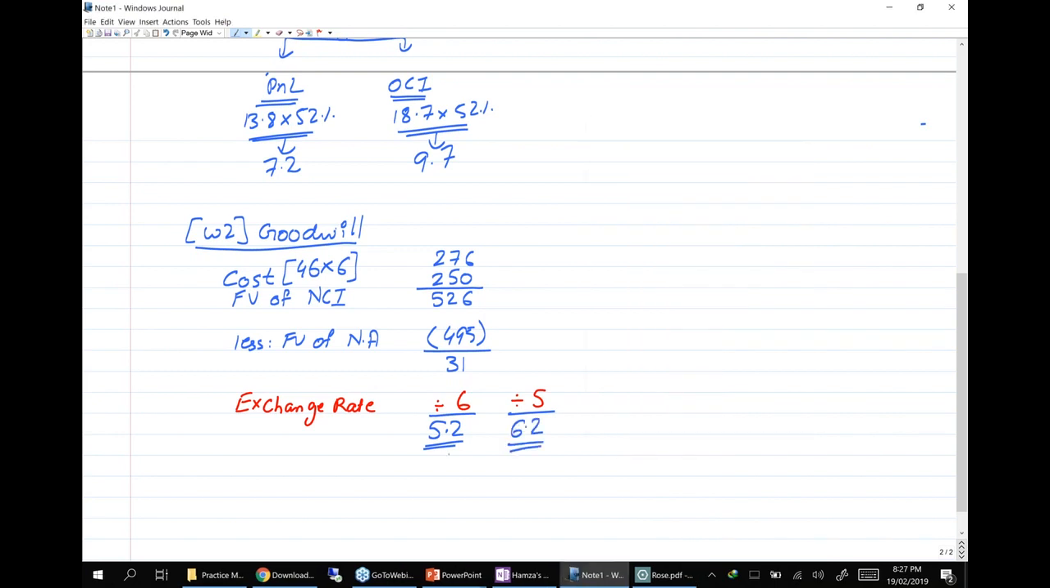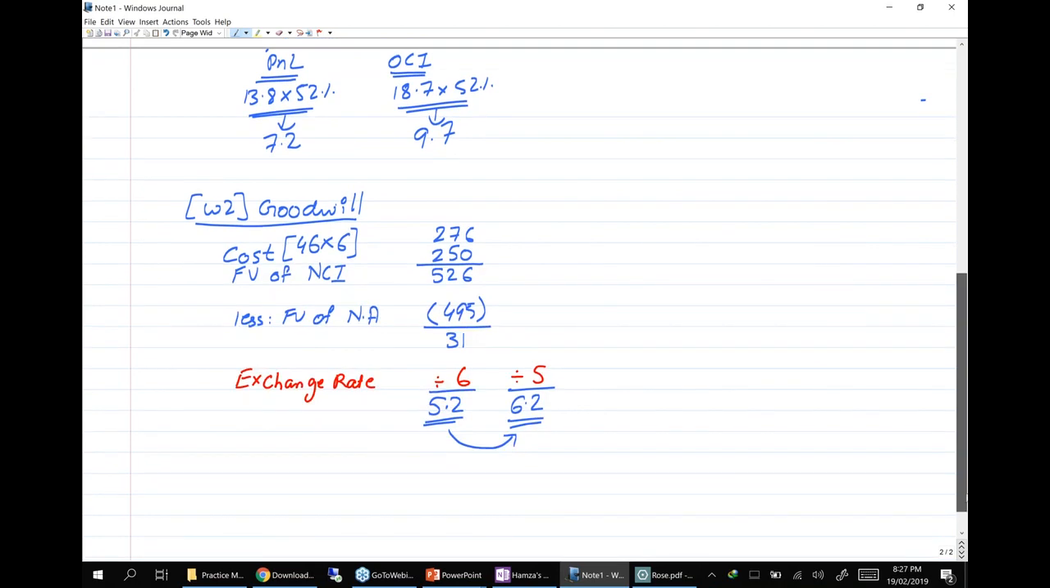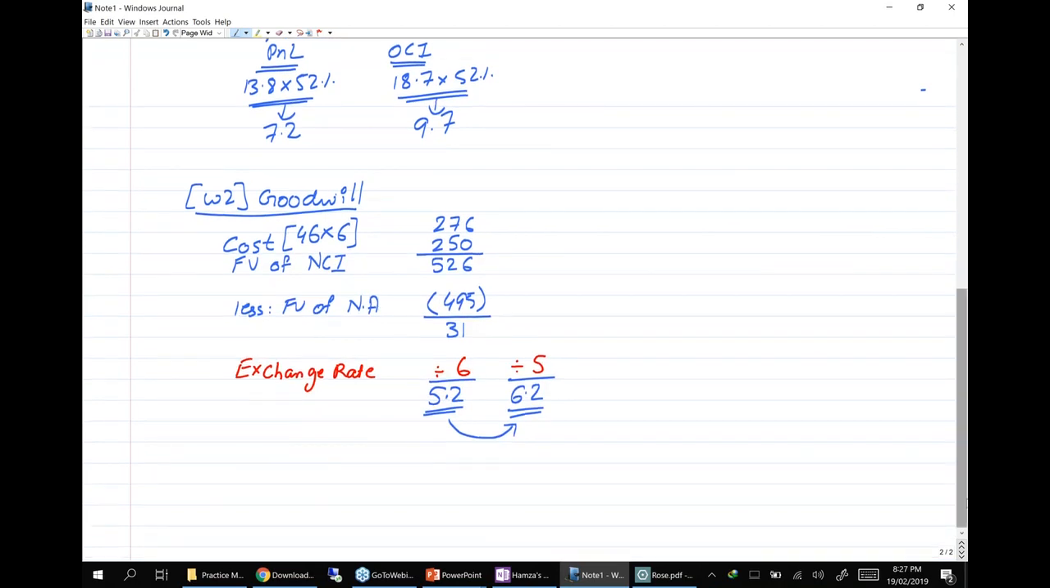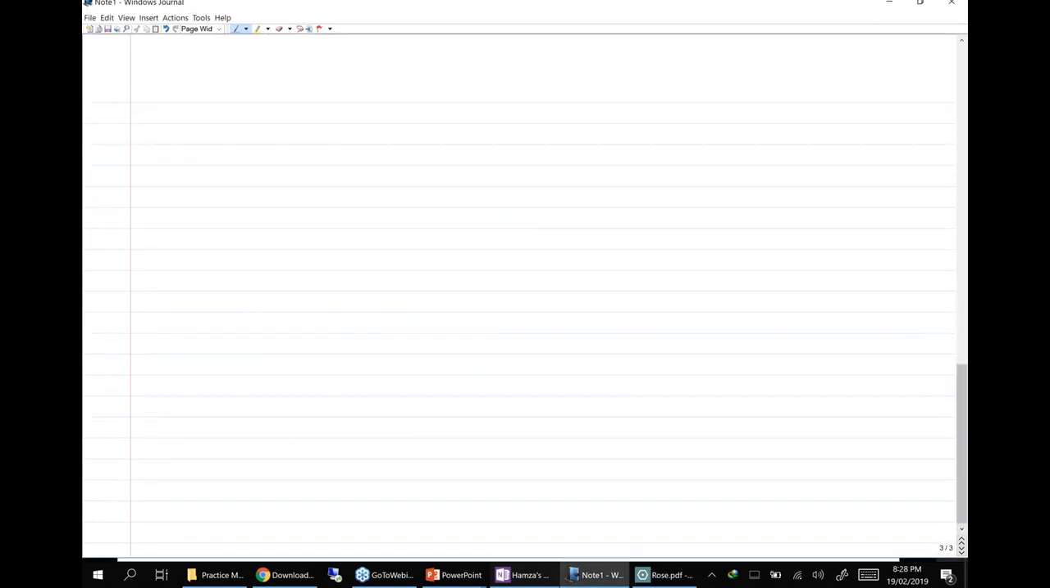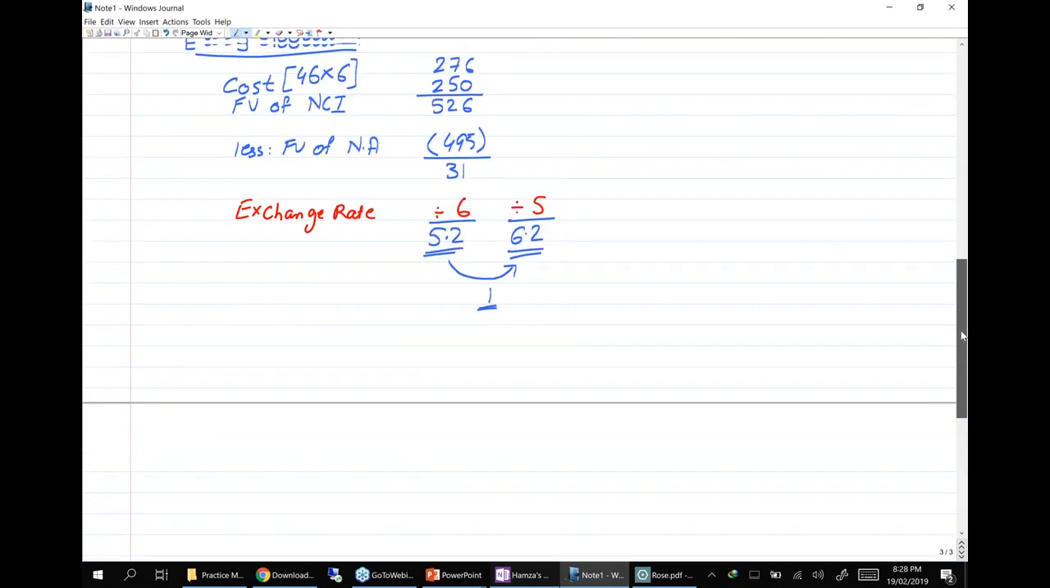So we are going to say that the goodwill was originally 5.2, but now due to the exchange rate fluctuation, it has increased to 6.2, resulting in a gain of $1 million, which is due to the exchange rate. This gain does not include any gain due to the net assets. This is only due to the exchange rate.